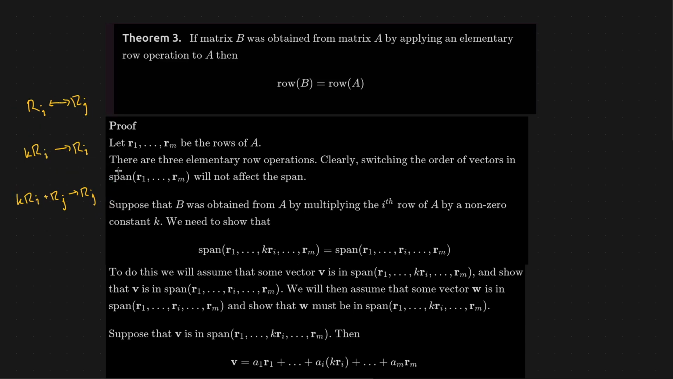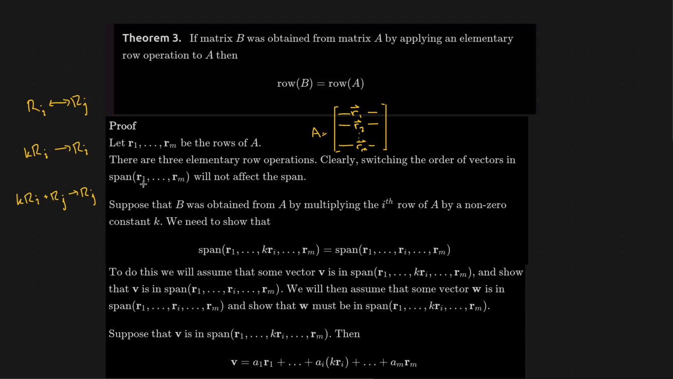So let's let R1 to Rm be the rows of A. So matrix A, R1 is the first row, R2 is the second row, and so on. Now, as we notice, there are three elementary row operations, so let's consider the first one first. What if we swap rows? So clearly switching the order of the vectors in the span will not affect the span.